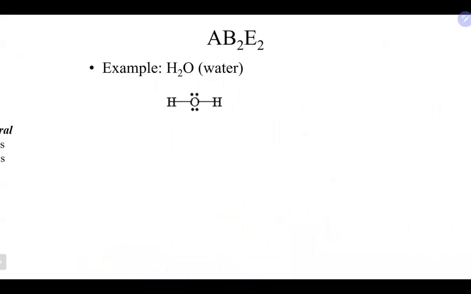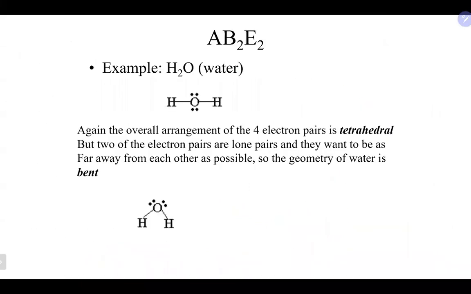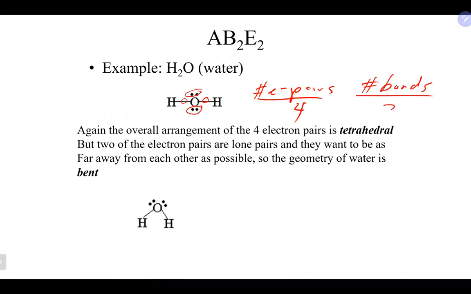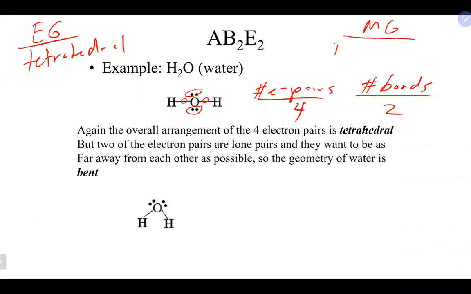Last geometry for you, because we don't do the expanded octet, which is good, is this one here. This again is something like water. It has number of electron pairs, 4. Again, 1, 2, 3, and 4. Number of bonds has only 2 bonds. Once again, something with 4 electron pairs. The electron geometry name is going to be tetrahedral. The molecular geometry is going to be something known as bent or V-shaped.